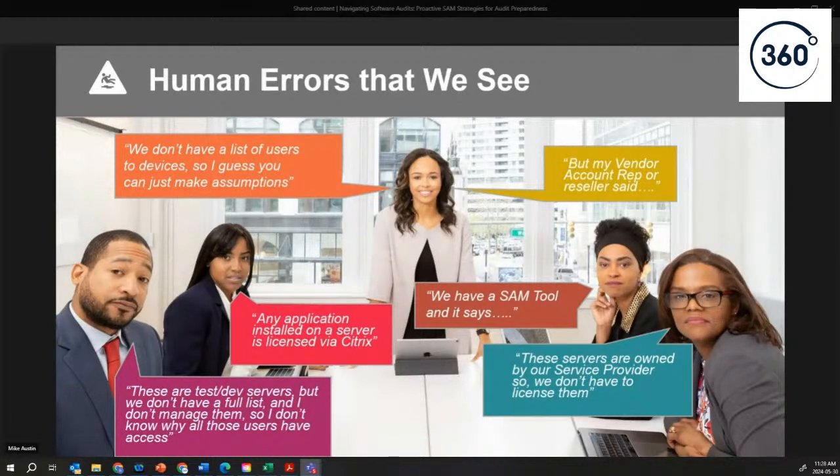We'll see a lot of the times people say things like, but my vendor and account rep told me that I could do this, or my reseller rep said I could do this, and it's not in writing, it's not in the contract. So you have to be very careful in terms of what you communicate.